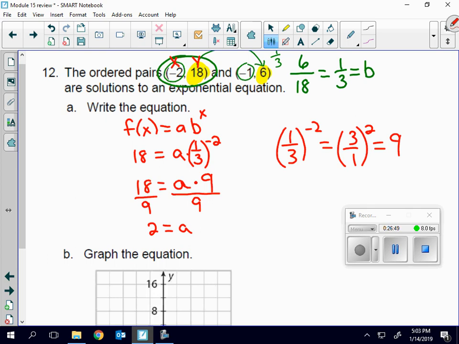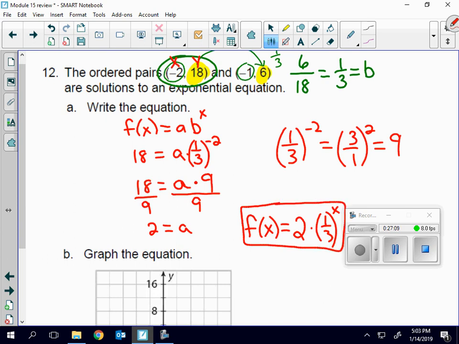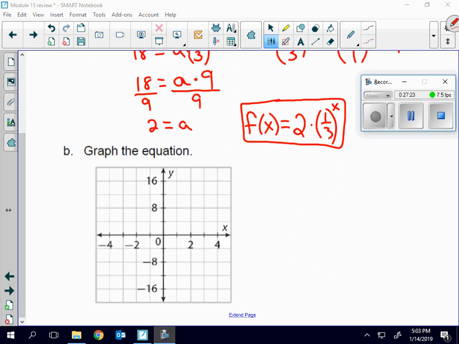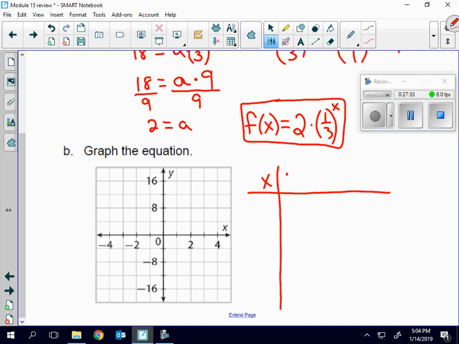So now my equation is just plugging in the a and the b. So f of x equals a, which is 2, I just found it, times b, which is the 1/3, raised to the x power. And they want us to graph this equation. And to graph it, I'll need to make a little table. This is up on the next side of that page. So we can make a table where we have 2 times 1/3 to the x power.